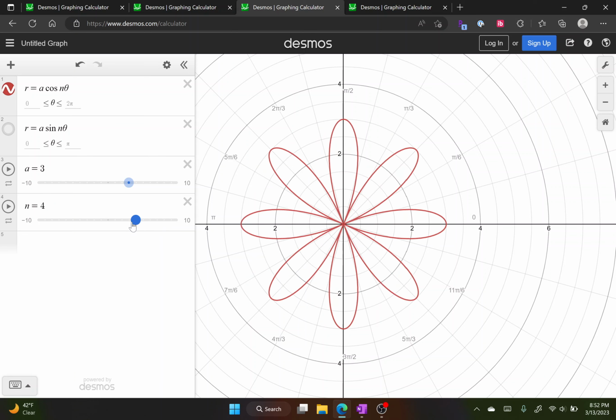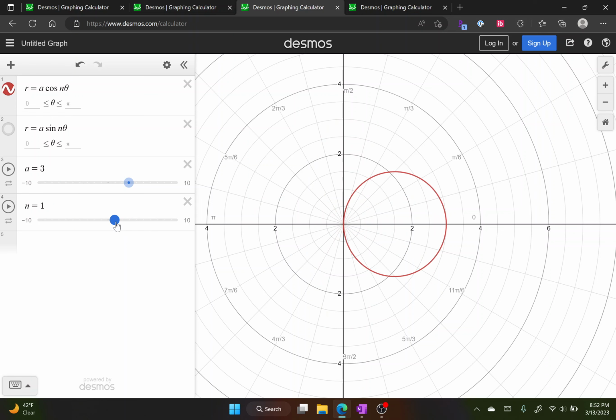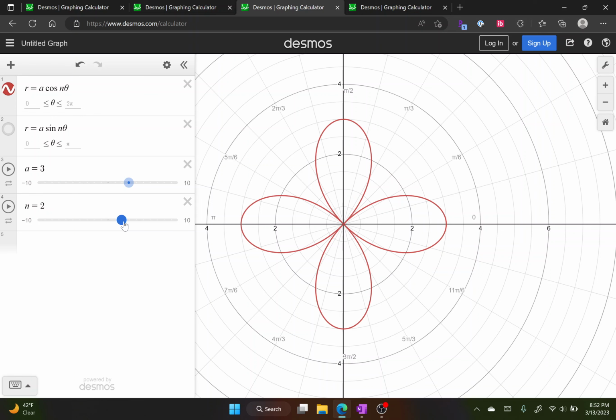When n is even, however, well, you can also look at a circle of r equals 3 cosine of 1 theta. You can see it as a circle. You can see it as a petal with length of 1. So it's a flower with a single petal. n is 2. 2 is even. We multiply that by 2 to get 4. And we have 4 petals.